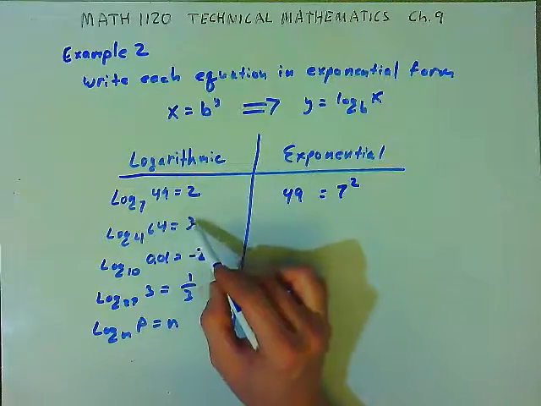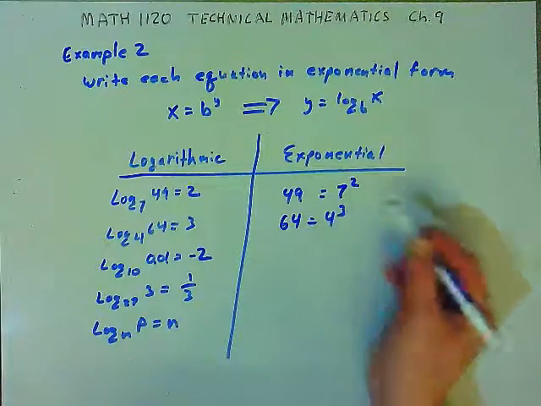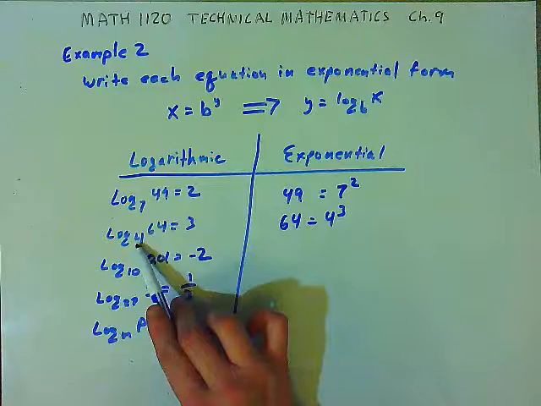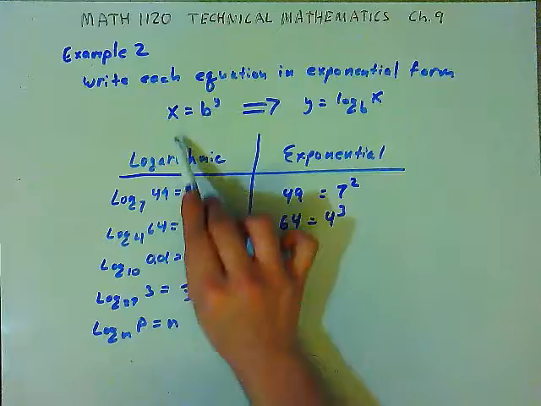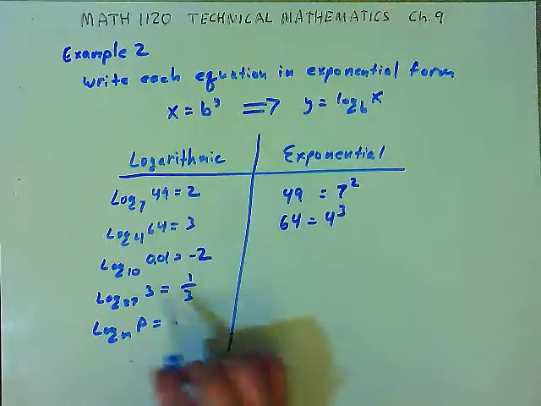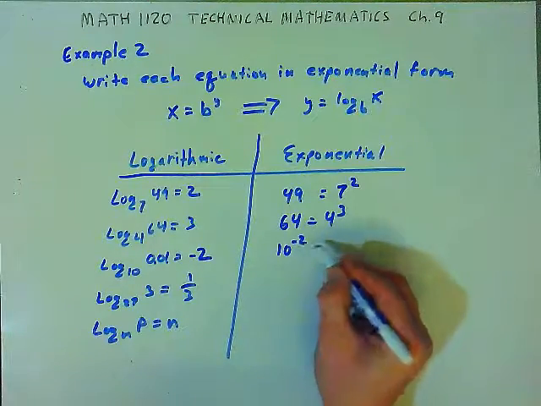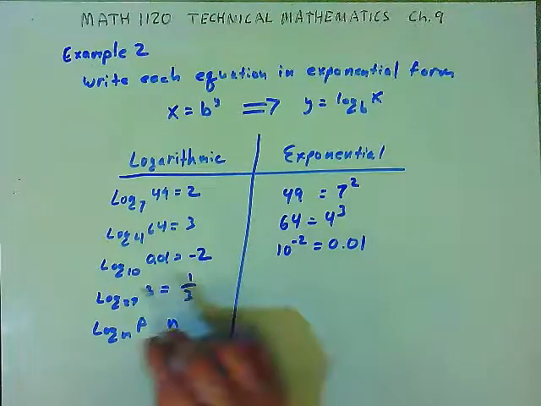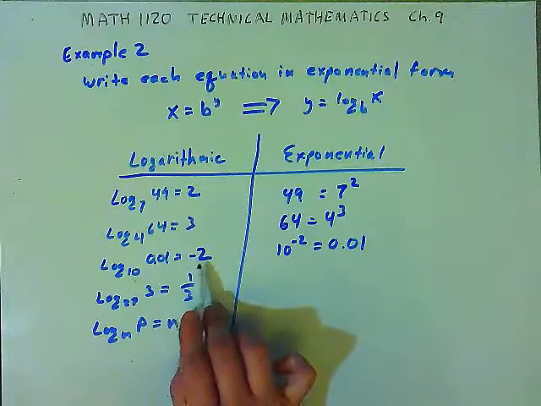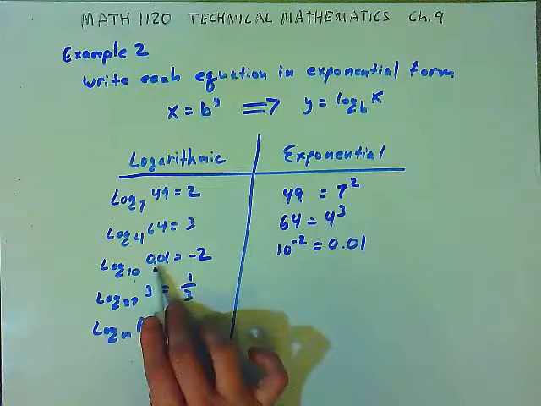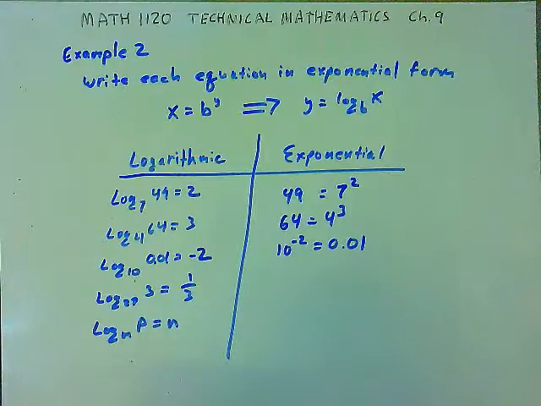So here we're saying that 4 to the third power is 64. Right? And so again, this is b, this is x, and this is y. And so I'm just rearranging those three numbers to match this form. Same thing here. This says that 10 to the negative second power must be equal to 0.01. So log base 10 of 0.01 is equal to negative 2. That's asking 10 to what power is equal to 0.01? The answer is negative 2. 10 to the negative 2 power is equal to 0.01.